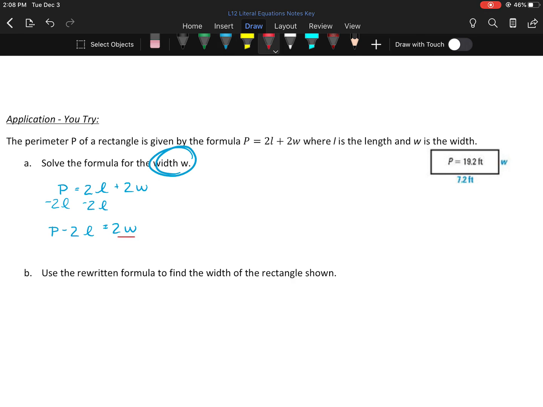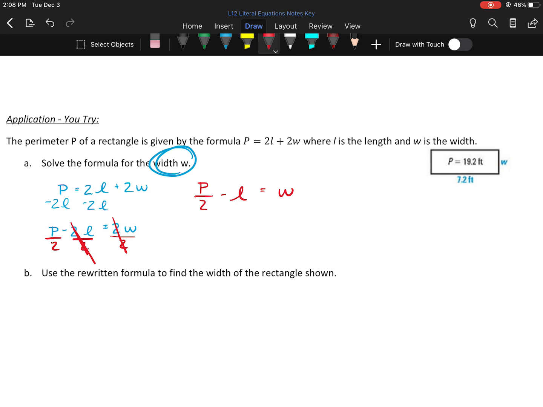Let's get rid of the 2's because I need the W to be by itself. So you divide each thing by 2. This goes away. This goes away too. And you're left with P over 2 minus, the 2's canceled, so just an L is equal to W. Okay, so you got the W by itself.